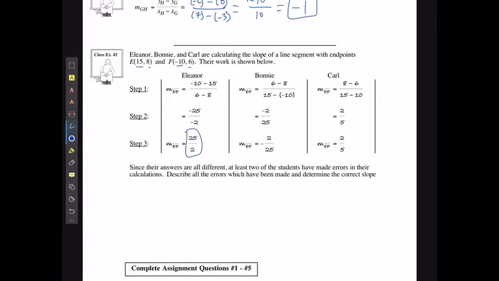Bonnie said that you're going to take 6 minus 8 over 15 minus negative 10. That's going to give you negative 2 over 25, or they just moved the negative to the side and said that it has a slope of negative 2 over 25. For Carl, it is 8 minus 6 over 15 minus 10, which gives you 2 over 5, or a slope of 2 over 5 as a final value.